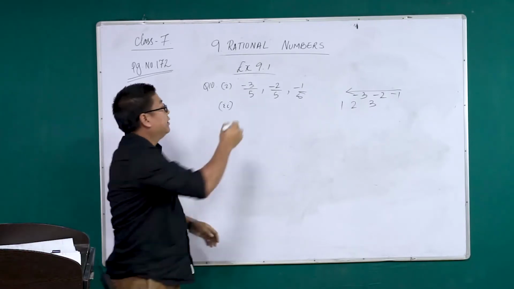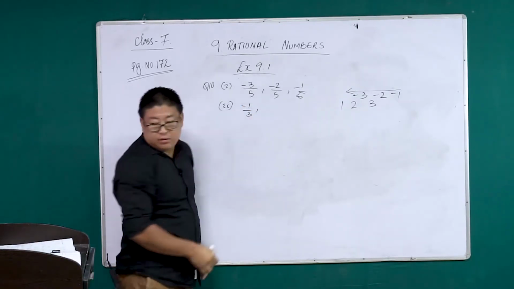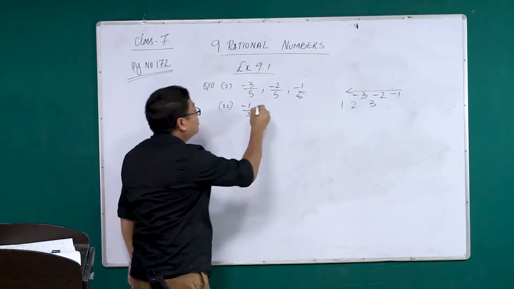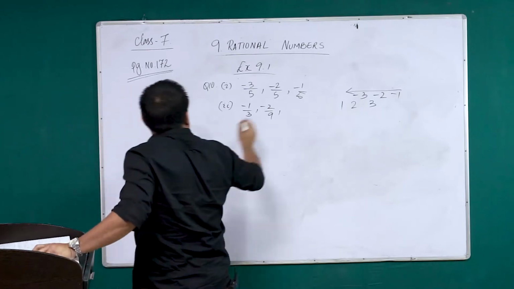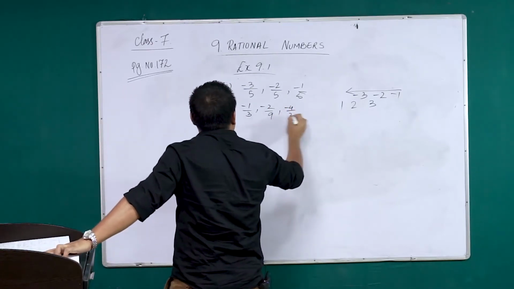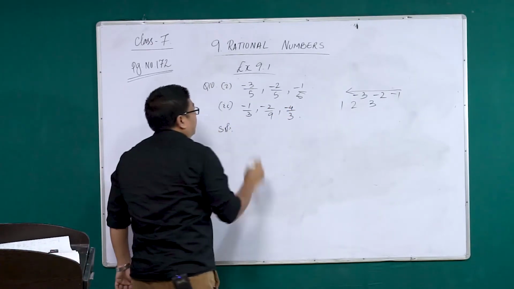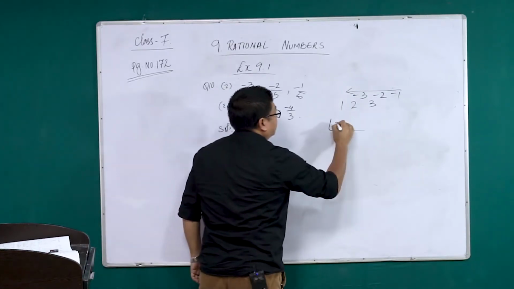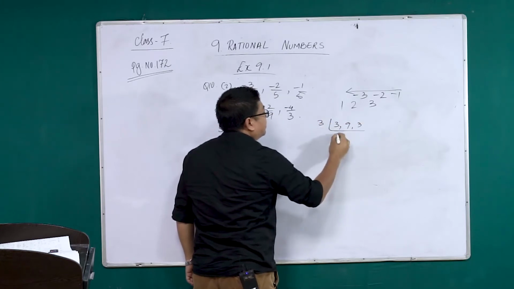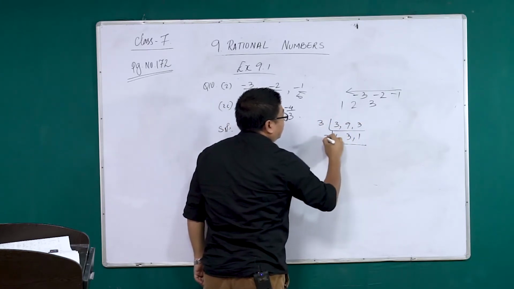Minus 1 by 3, minus 2 by 9, and minus 4 by 3. Here, let's try to find the LCM for this. 3, 9, 3. We'll start with 3. 3, 3, 3, 1. 3 again.